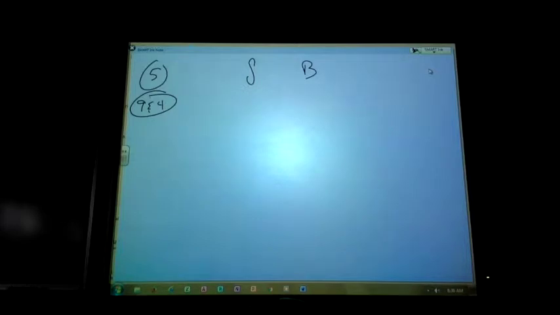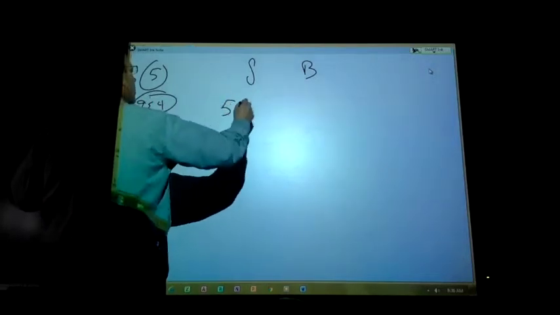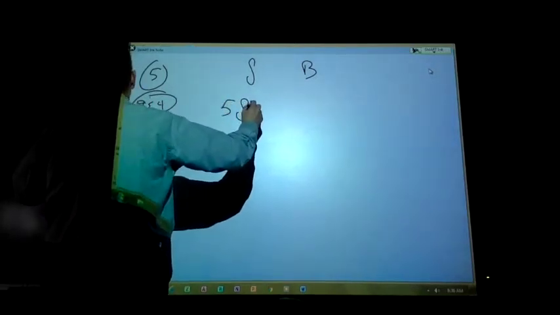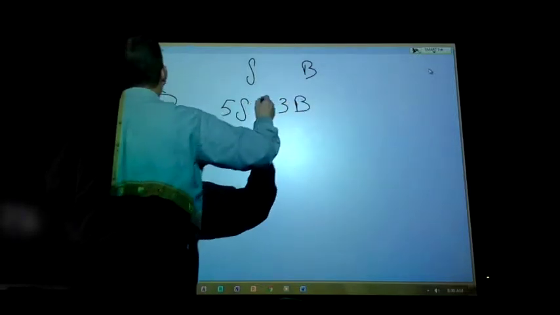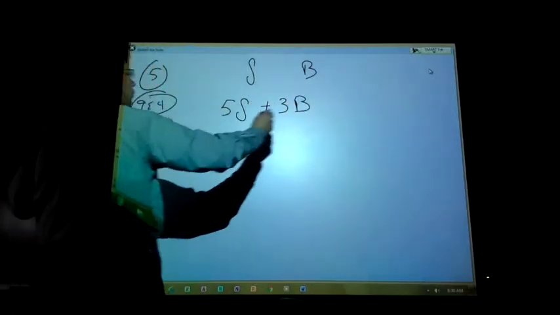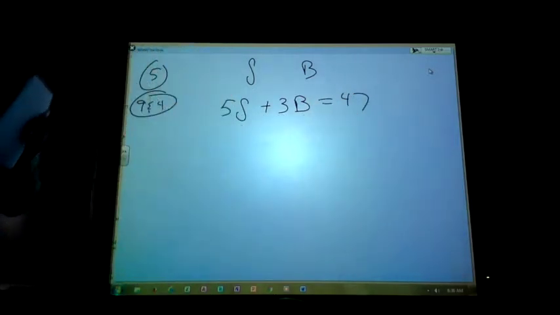I did 5 times 4 is 20, and then 3 times 9 equals 27. So if 5 times the smaller number plus 3 times the bigger number is equal to 47, what are the numbers? But they told us that one number is 5 more than the other. 9 is 5 more than 4.